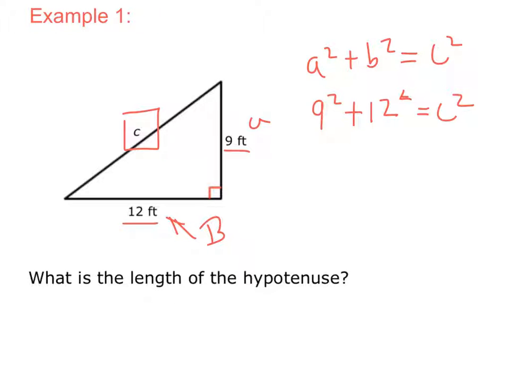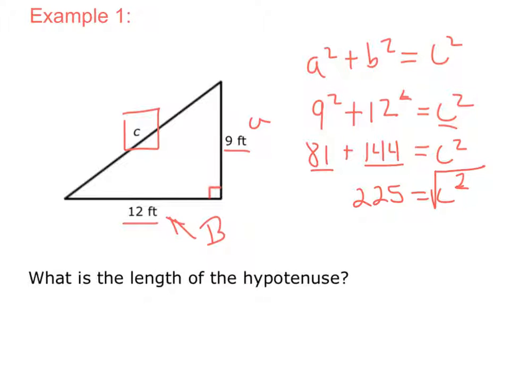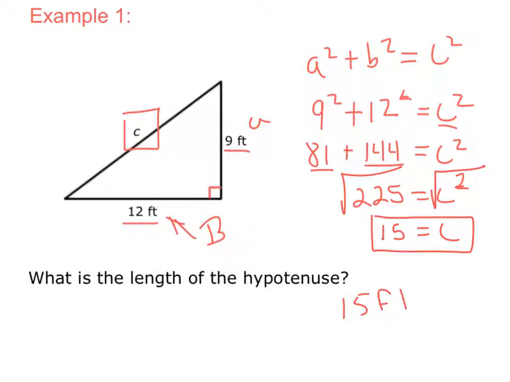Here we just have to do a little algebra and solve our equation for C. So 9 squared is 81, 12 squared is 144, equals C squared. Then we need to combine like terms. 81 plus 144 is 225. Carry down the C squared. From here we want to continue to get the C alone, so the inverse operation to C squared is the square root, so we'll square root both sides. The square root of 225 is 15, and the square root of C squared is just C. So that's our solution, and the hypotenuse is 15 feet long.